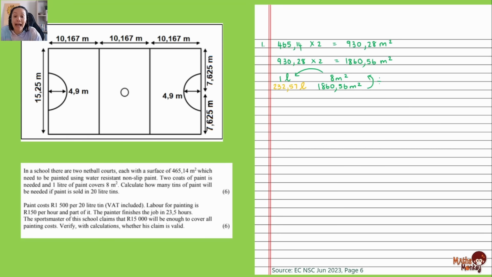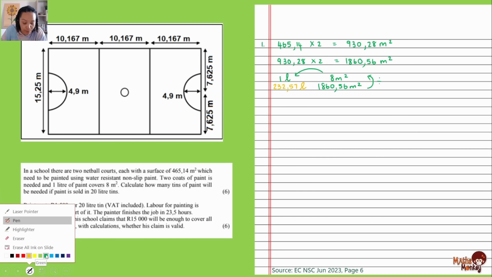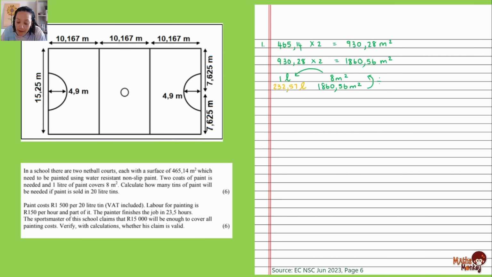But now it says calculate how many tins of paint will be needed if paint is sold in 20 liter tins. So in other words, how many 20 liter tins do I need to buy in order to get a total of 232.57? So the way you would do this now is you're going to say, okay, how many 20 liter tins do I actually have in this? So I'm going to say 232.57, and I'm going to divide that now by 20.